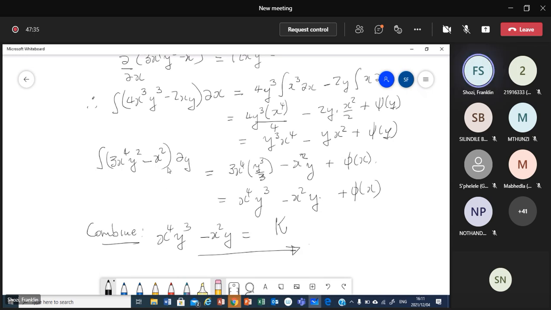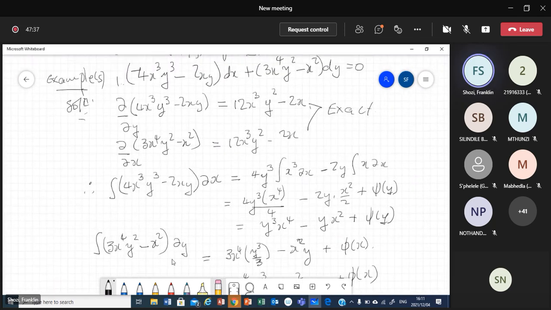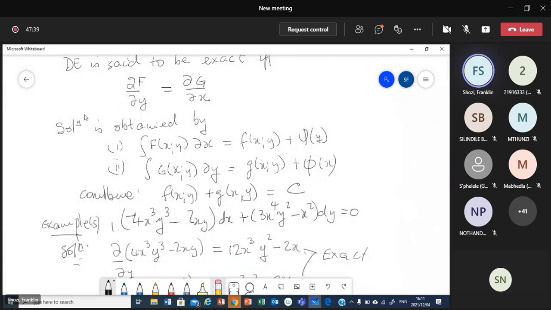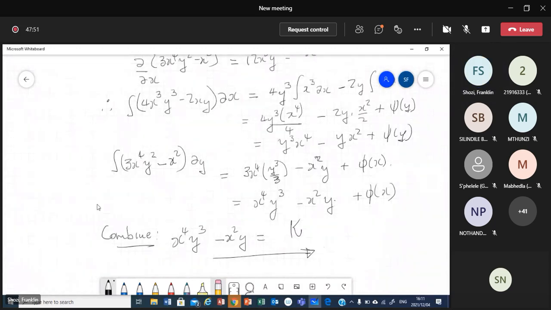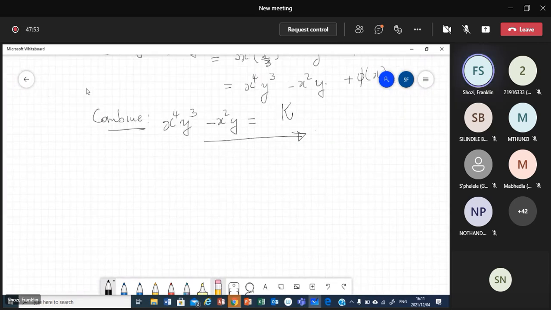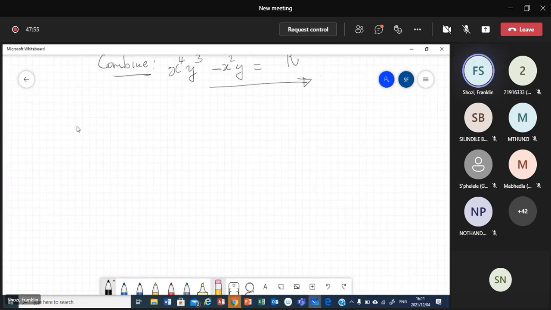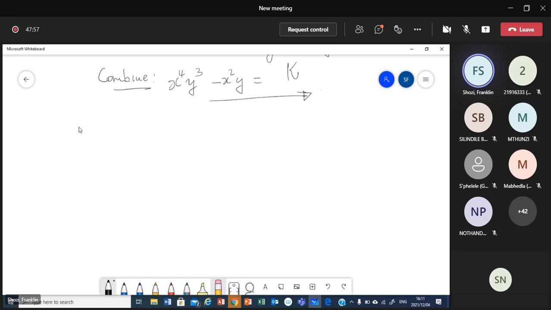Okay. Remember how to work it out. The solution is obtained by this method, you must know that. Right? Perhaps another one.